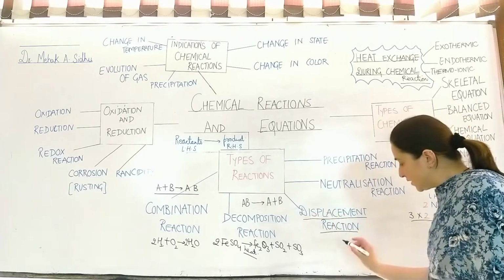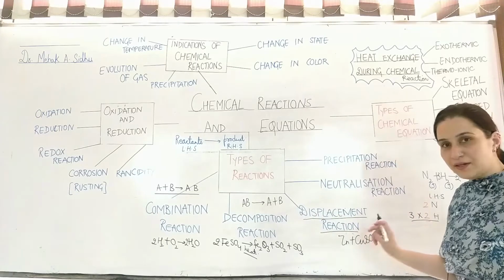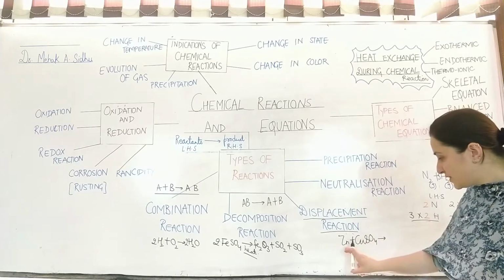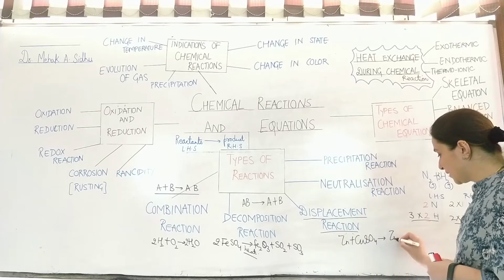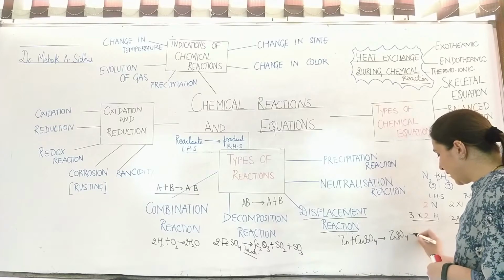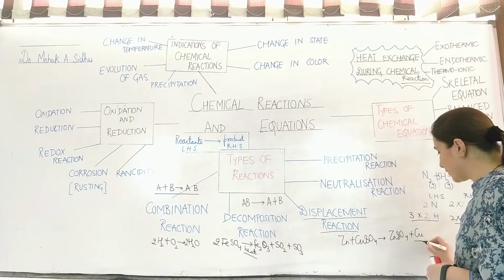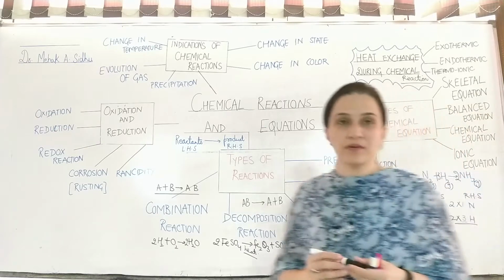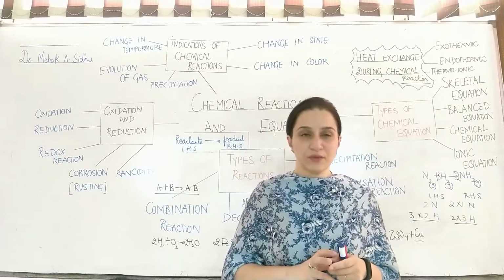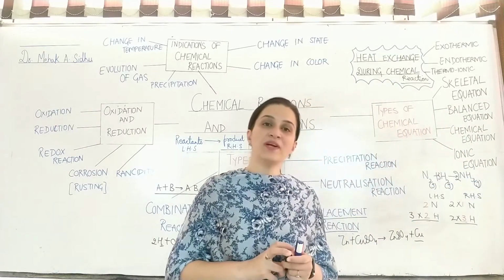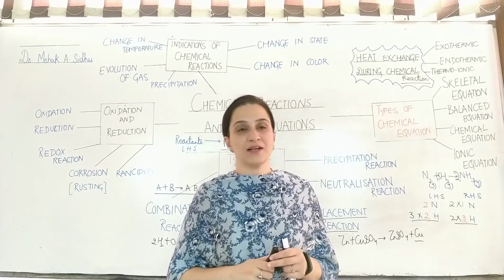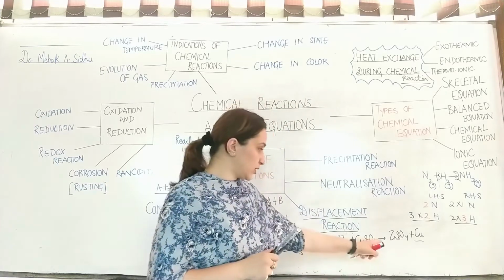But here I am just telling you an example. In displacement, for example, Zn plus CuSO4 gives ZnSO4 plus Cu. As zinc is more reactive than copper, it will displace copper from its salt solution. I am repeating, in displacement, a more reactive element displaces a less reactive element from its salt solution.